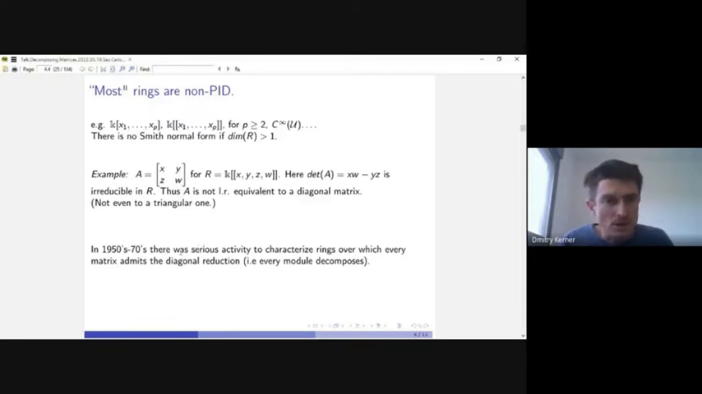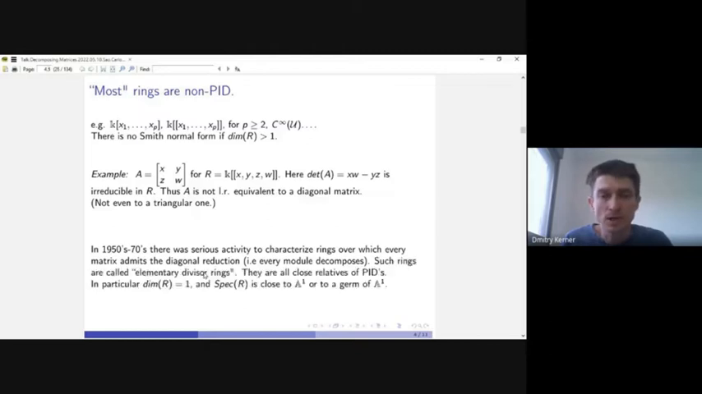Now about the Dedekind rings and others. In the 50s and 70s, there was serious activity to characterize rings where Smith normal form exists. So you don't need a PID. There is a broader class of rings where Smith normal form exists, where you can always achieve diagonal reduction, and such rings are called elementary divisor rings. But still, they are all close relatives, and they are all, in some sense, of dimension 1.